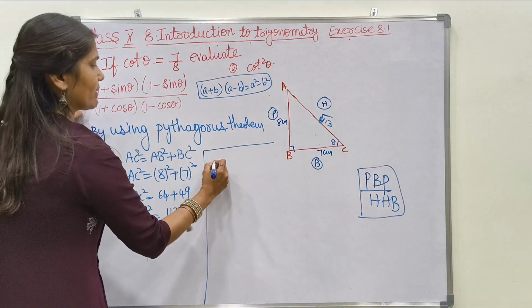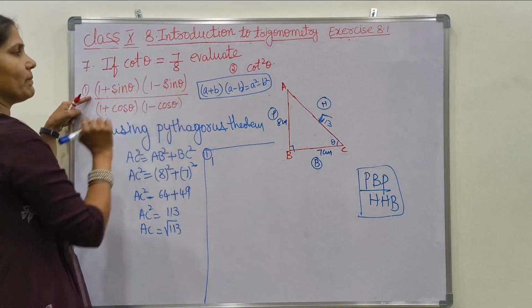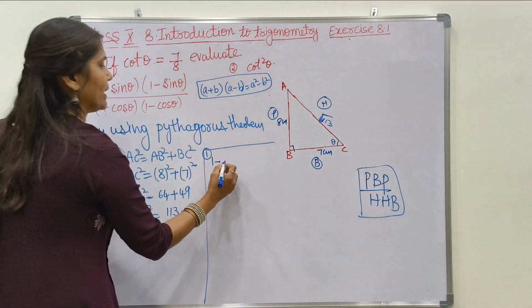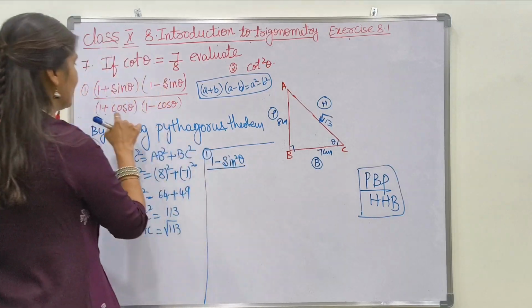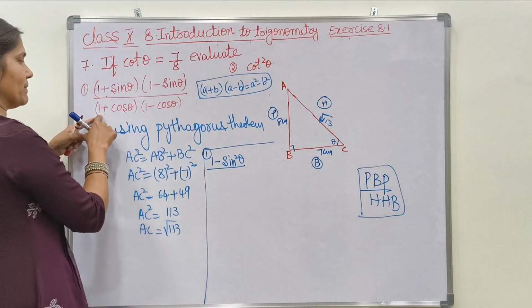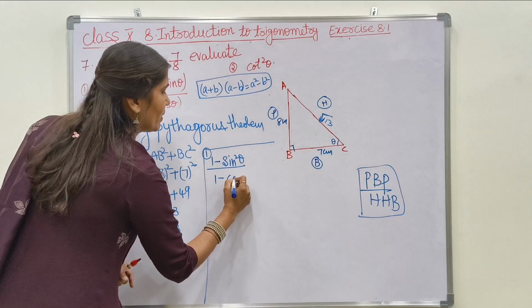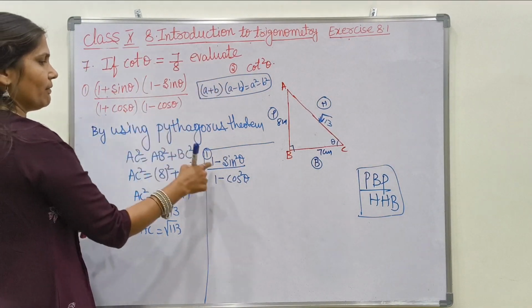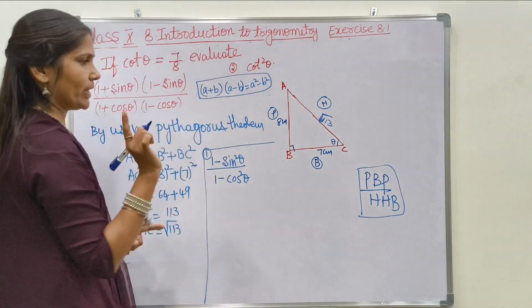First, A square means 1 square. This first solution I am doing. 1 plus sin theta, 1 minus sin theta. 1 square means 1 only, minus sin square theta. So 1 minus sin square theta divided by 1 plus cos theta, 1 minus cos theta. Already A plus B into A minus B is A square minus B square. So A means 1 minus cos square theta. Using these two formulas, 1 minus sin square theta, and this is also 1 minus cos square theta, you will get.